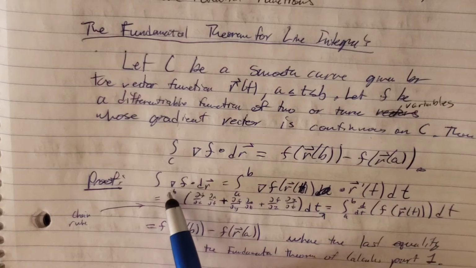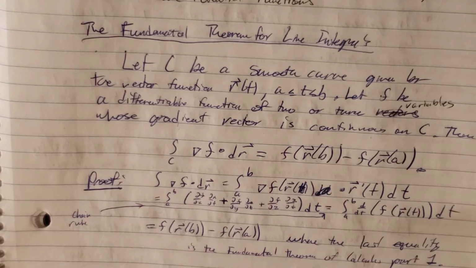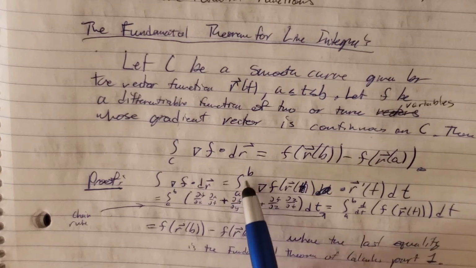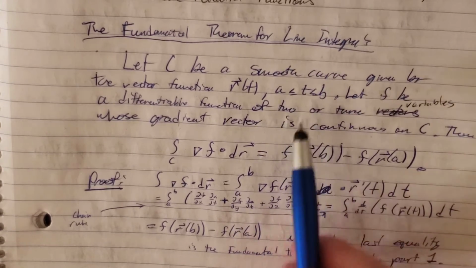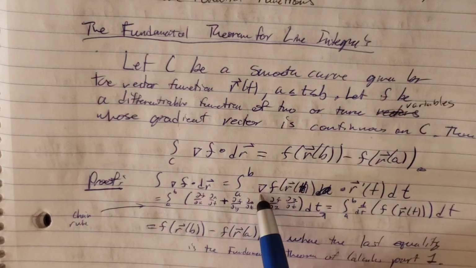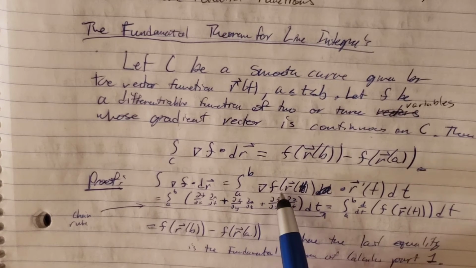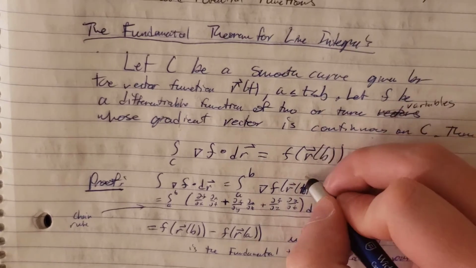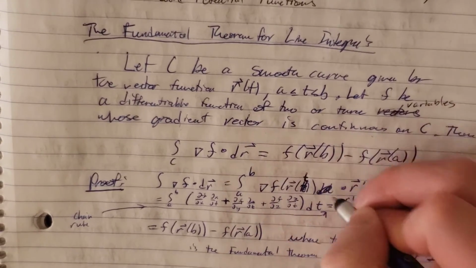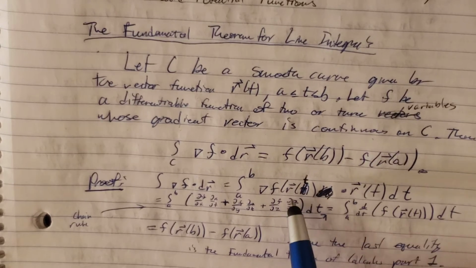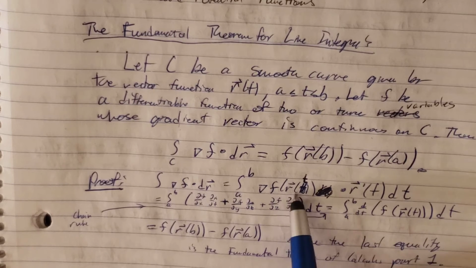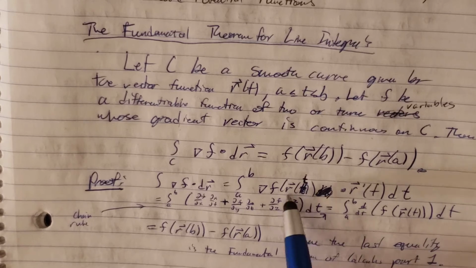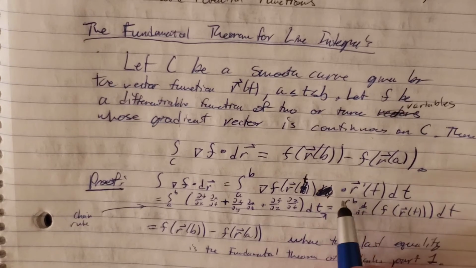So the proof is: the integral of the gradient of f dotted with dr is the integral from a to b, where again t ranged between a and b, of the gradient of f of r of t. So we just plug r of t into our gradient of f function, right? Because r is some parametrization of the curve that we're traveling around. So we plug that into our gradient of f, and we dot this.